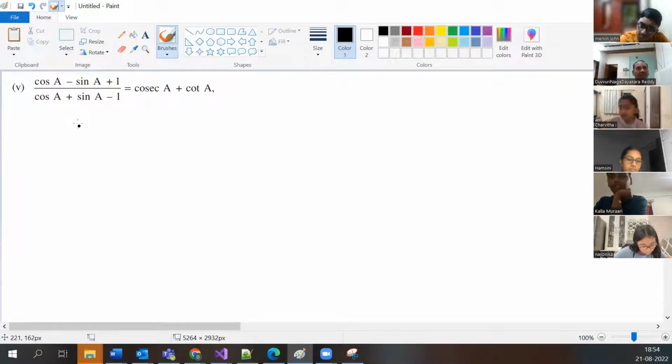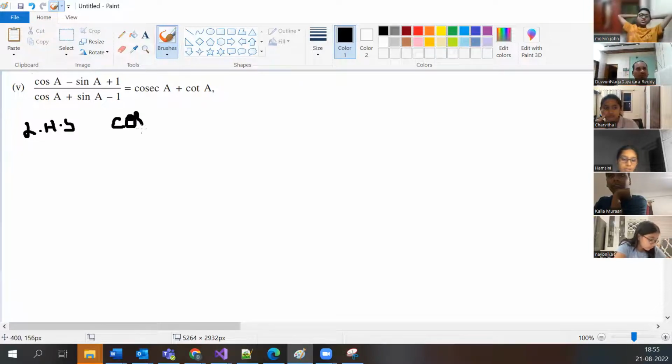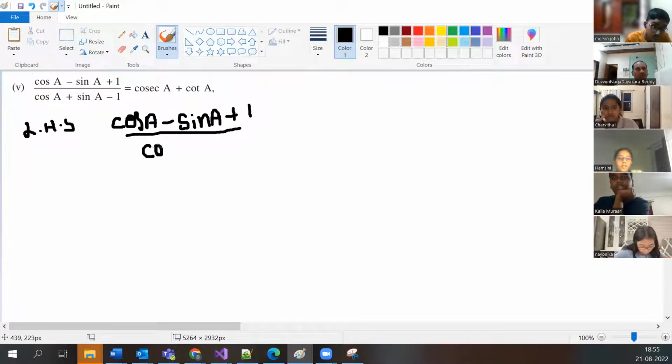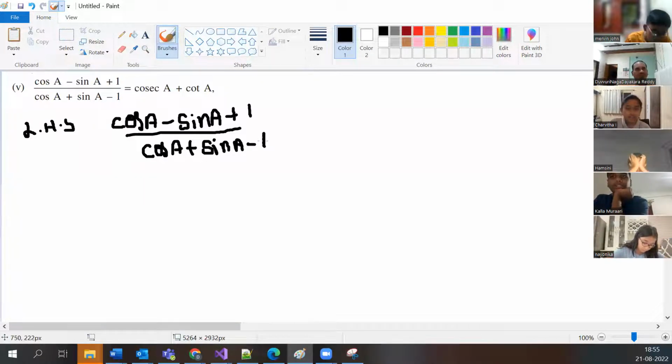So what I mean to say here is, multiple ways again we can prove this. I'll take one simple approach. What is the left hand side over here? Cos A minus sin A plus 1 by cos A plus sin A minus 1. Again, here also, you can take the left hand side and prove the right hand side, or you can take the right hand side and prove the left hand side.